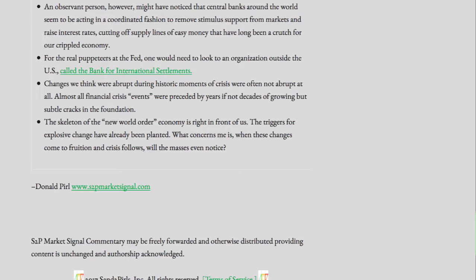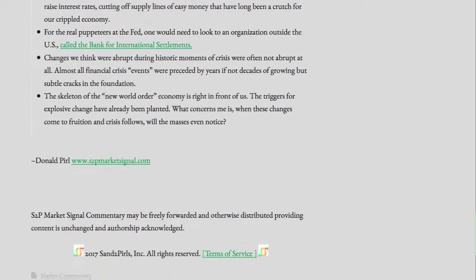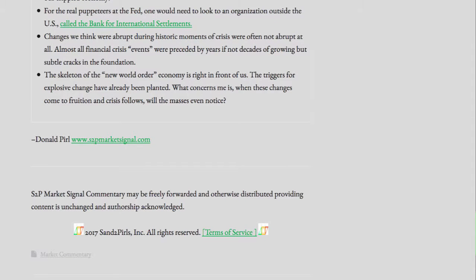For the real puppeteers at the Fed, one would need to look to an organization outside the U.S. called the Bank for International Settlements. Changes we think were abrupt during historic moments of crisis were often not abrupt at all. Almost all financial crisis events were preceded by years, if not decades, of growing but subtle cracks in the foundation.